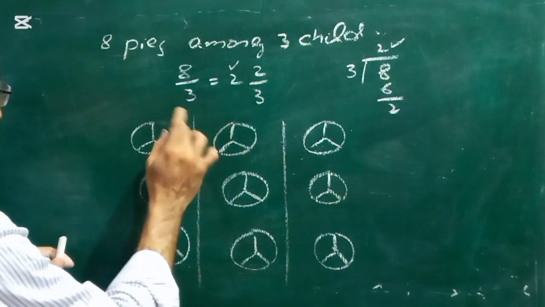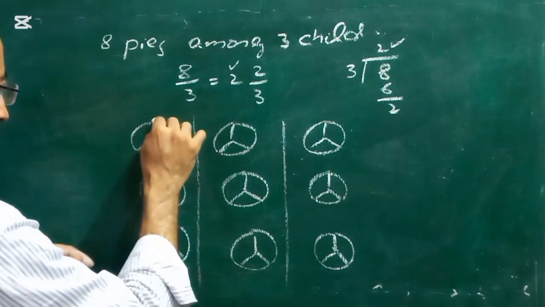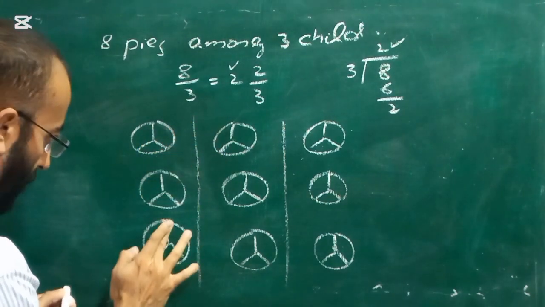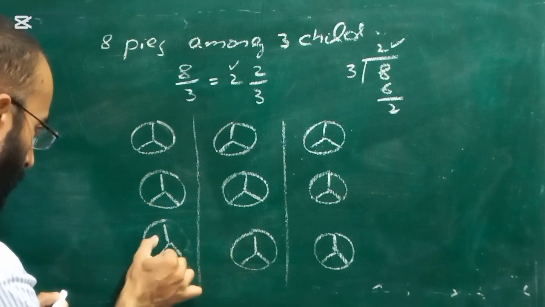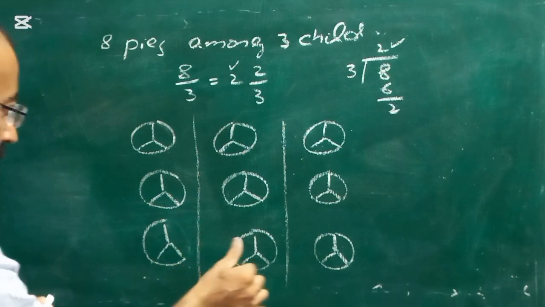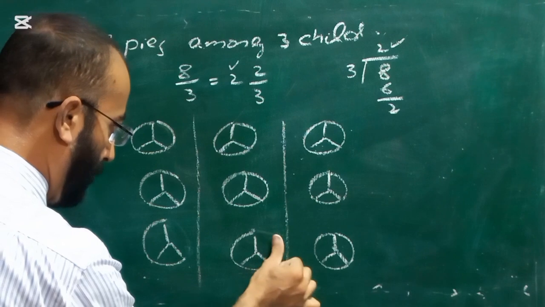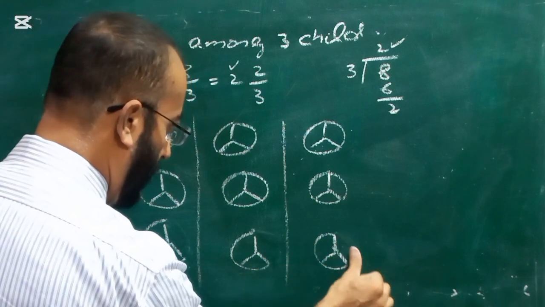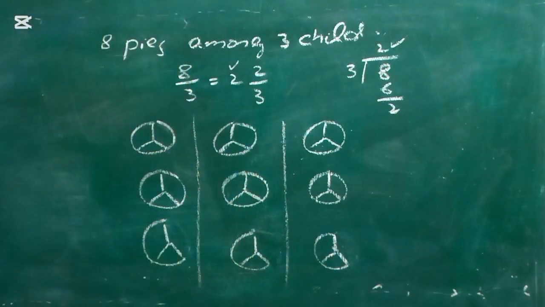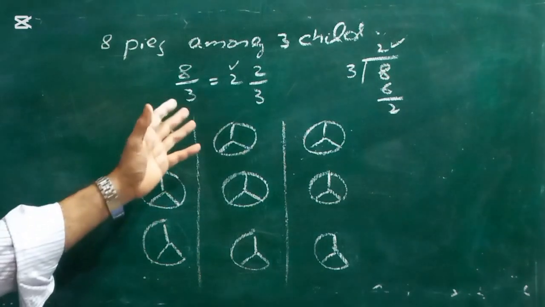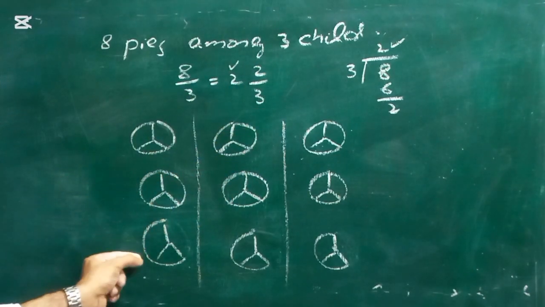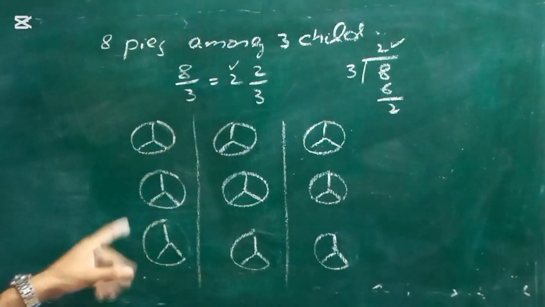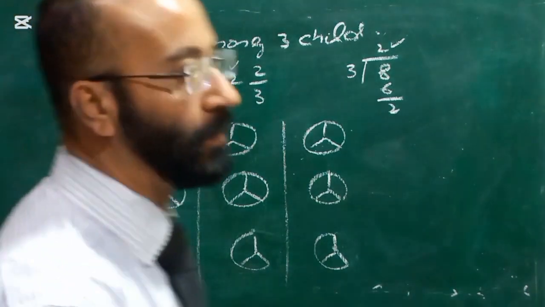So look now, we will erase. Okay, this is the full part. So we will erase over here. So this is the 1 and 2 parts given to each child. So this is the graphical representation of the pies which are given to each child. So 2 whole number and 2 by 3. So this is the answer.